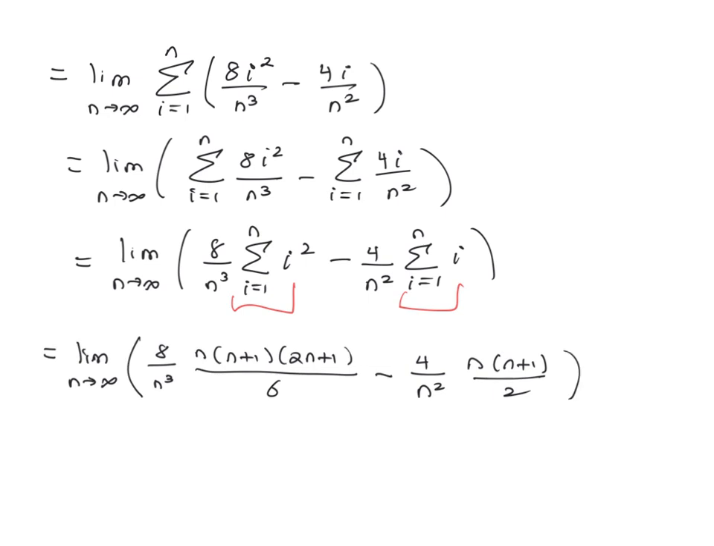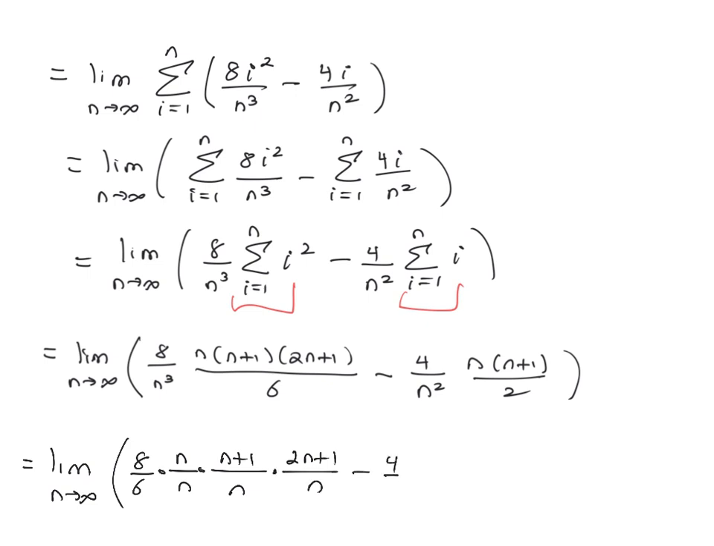The approach I used was to divide this n cubed evenly into these three terms, and then divide n squared evenly into those two terms, swapping the location of 6 and n cubed, as well as 2 and n squared. That looks like this. The limit as n goes to infinity of 8 over 6, n over n, n plus 1 over n, and 2n plus 1 over n, everything here multiplied together, minus 4 over 2 times n over n times n plus 1 over n.